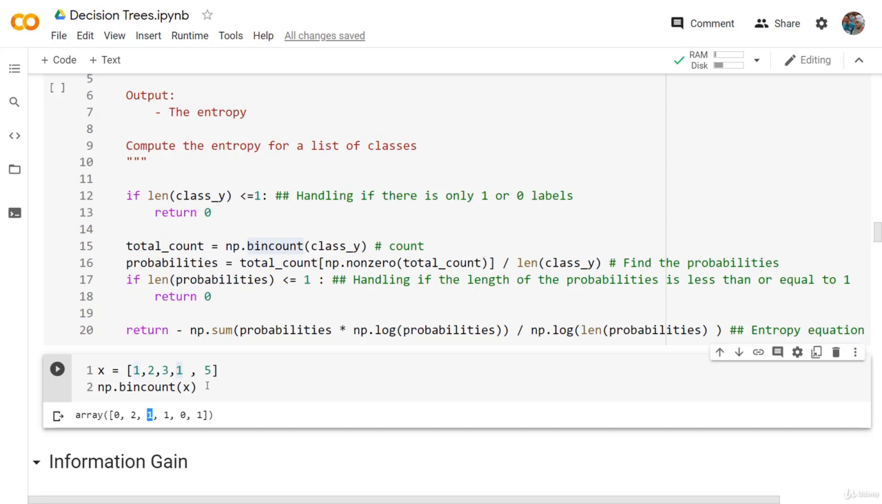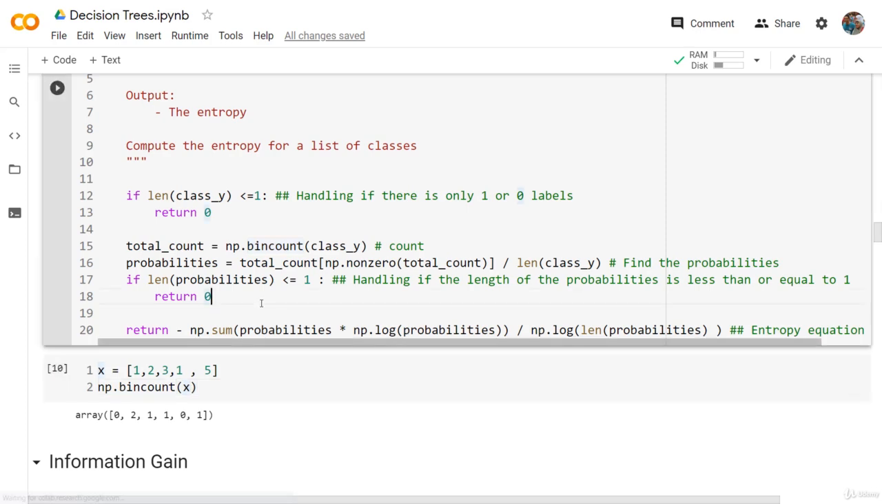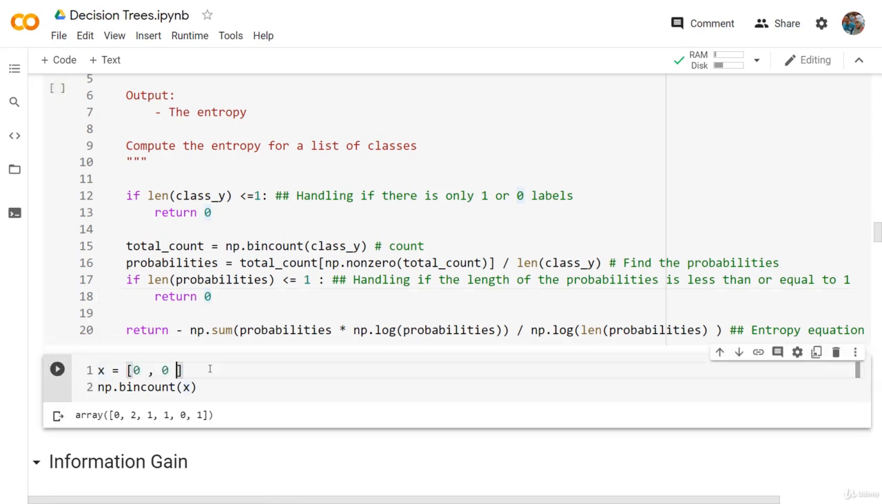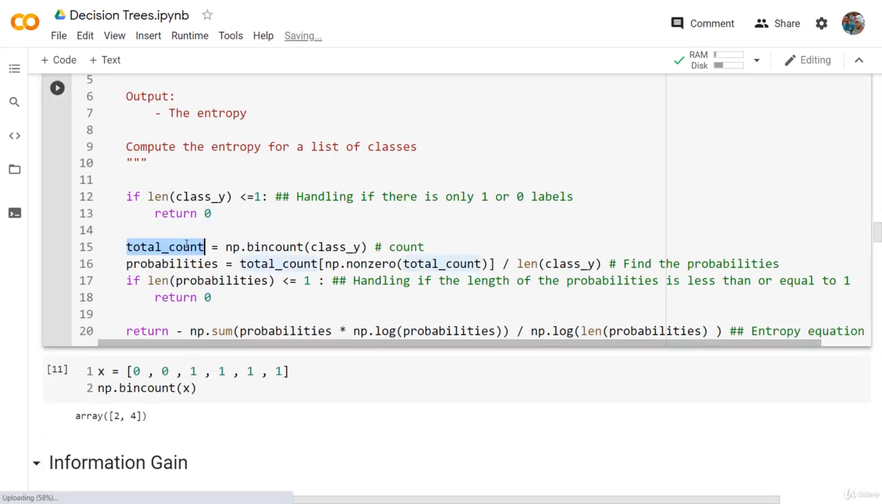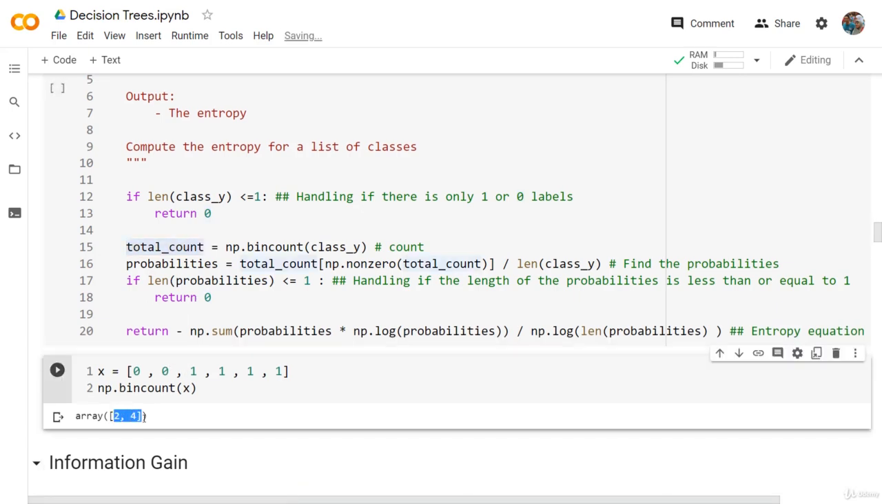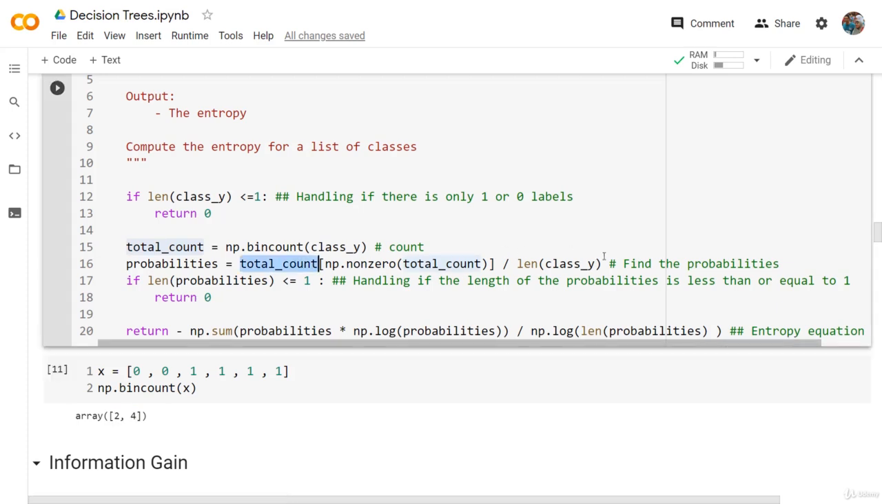And we don't really need to do any extra work. We don't need to take care of the minimum value or negative values, because in our implementation we only have zeros and ones. So if we have here 0, 0, 1, 1, 1, 1, this will return 2 and 4, because we have 2 zeros and 4 ones. This is the total count. It will return a list that contains 2 numbers. The first number corresponds to the count of zeros, and the second number corresponds to the count of ones.